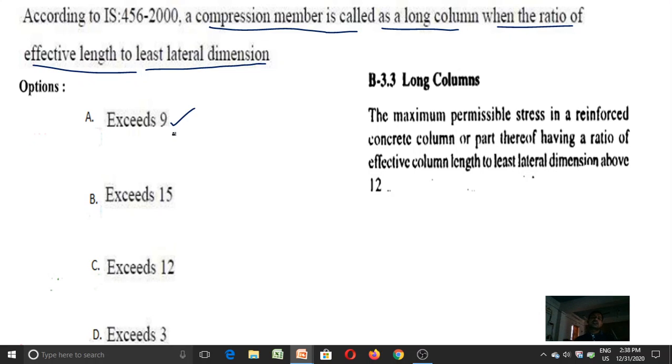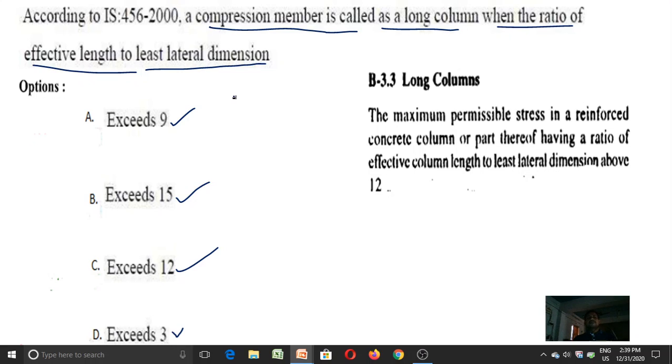Option A is exceeds 9, option B is exceeds 15, option C is exceeds 12, and option D is exceeds 3. So I will explain the story of compression members here. When do we call a long column, when do we call a short column, and how do we classify the pedestals and the columns like this.